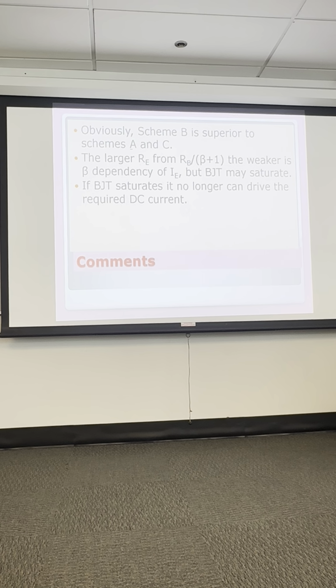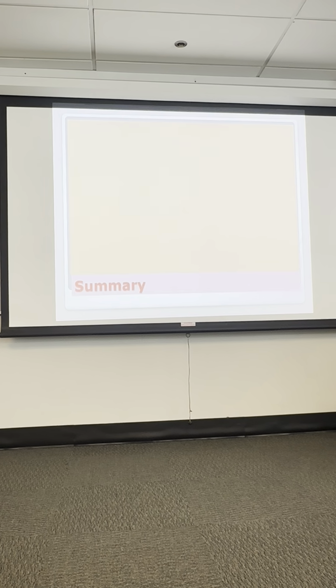If the BJT saturates, you no longer can drive the required DC current. The LED would not function, and there's a limit to how weak beta dependency can be. And this is not bringing in temperature and other parameters in the circuit.